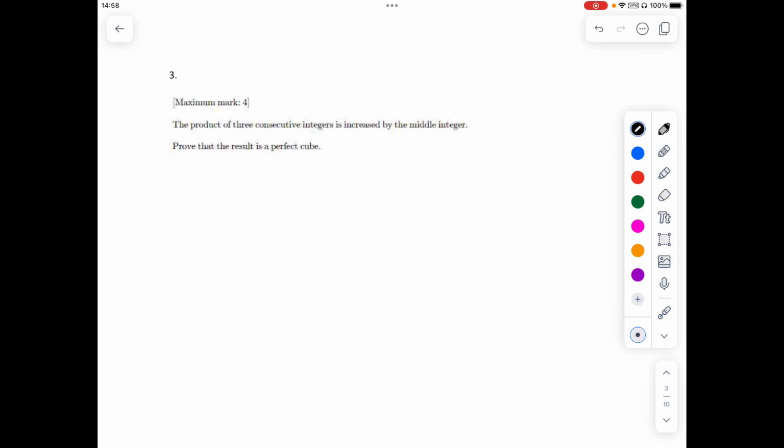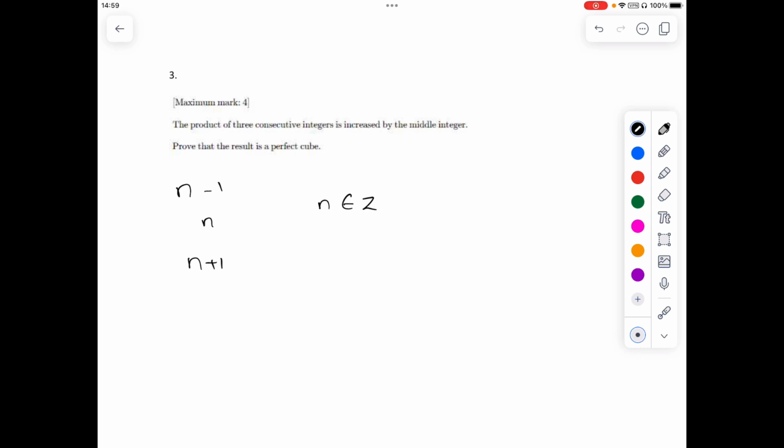Question number 3. The product of three consecutive integers is increased by the middle integer. Prove that the resultant is a perfect cube. So what are the three integers? We take it as n minus 1, n and n plus 1. This will be the easiest way, where n belongs to Z.